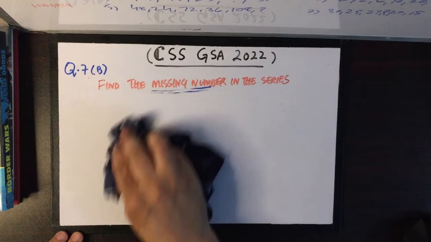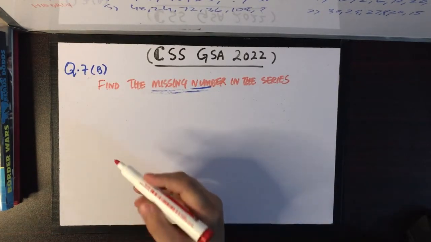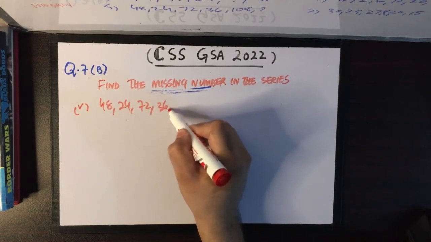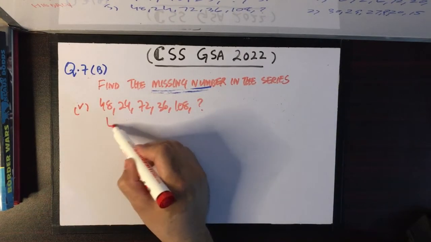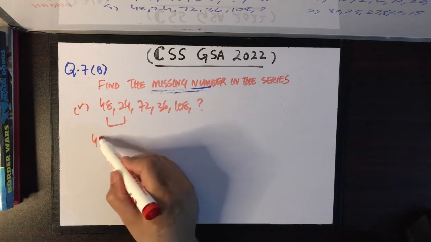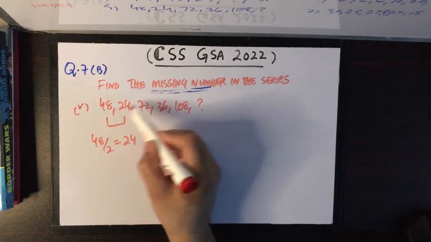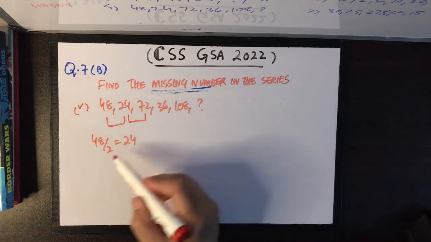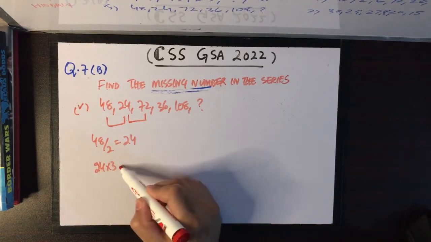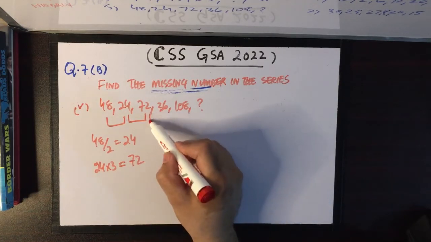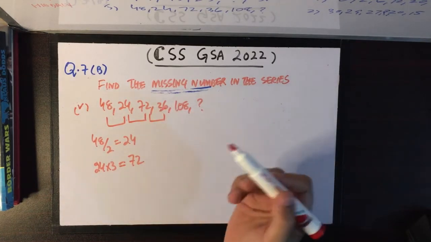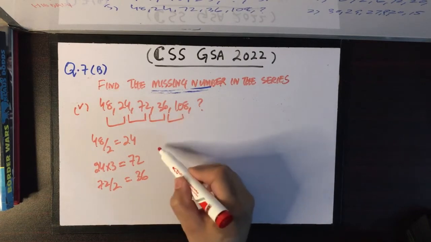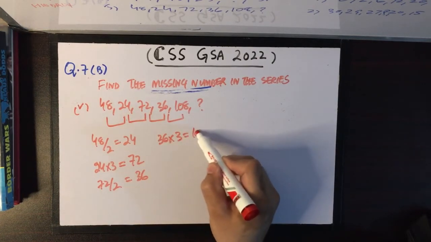And the last one says 48, 24, 72, 36, 108, question mark. 48 divided by 2 is 24. This is the relationship between 48 and 24. However, the relation between 24 and 72 is different. How? 24 multiplied by 3 is 72. Now again, the relation between 72 and 36 is 72 divided by 2 is equal to 36. And again, 36 multiplied by 3 is 108.